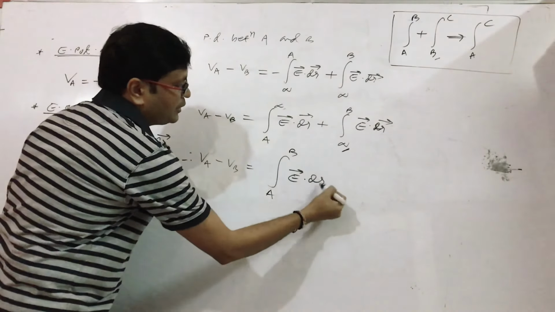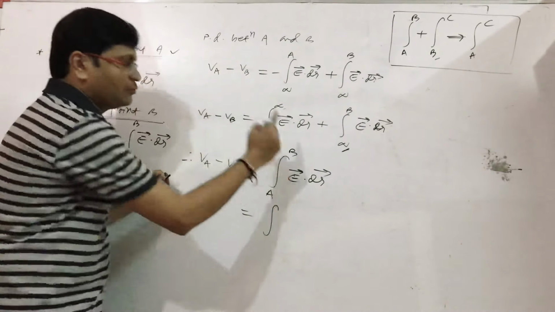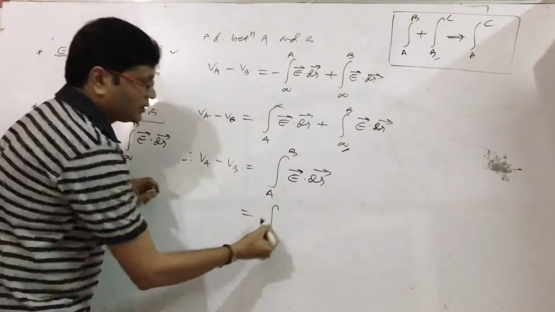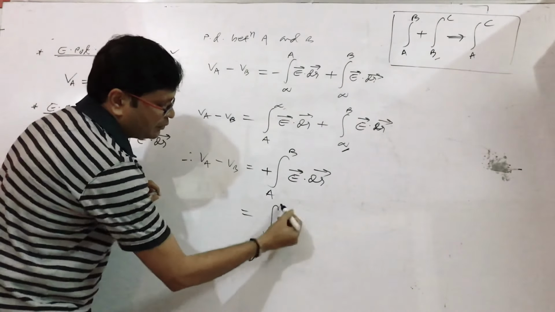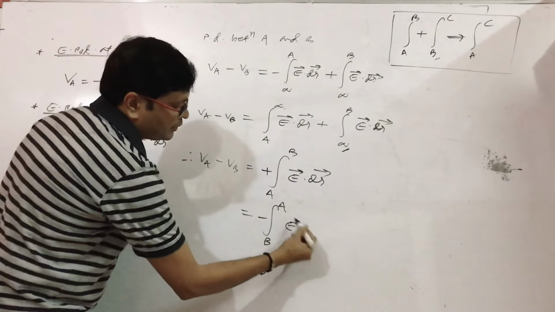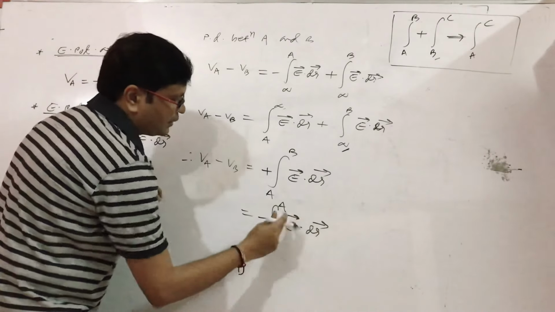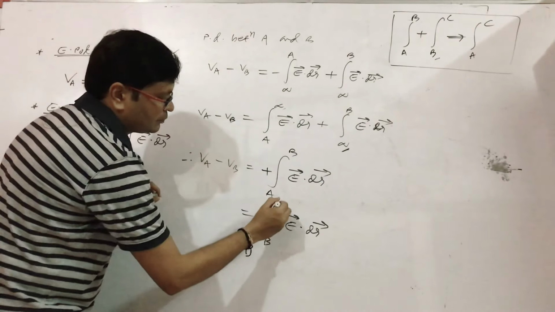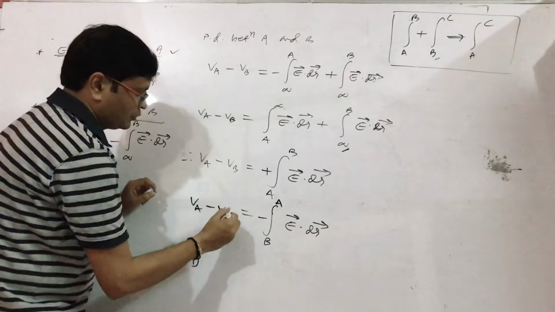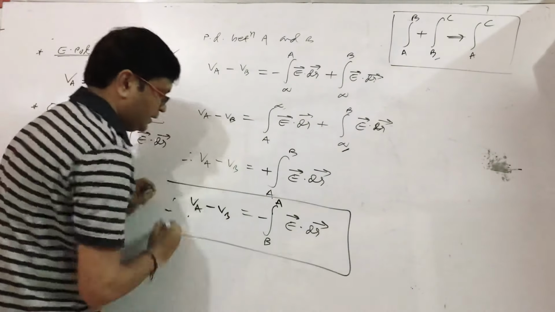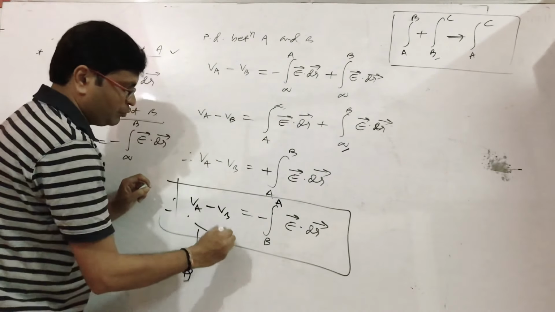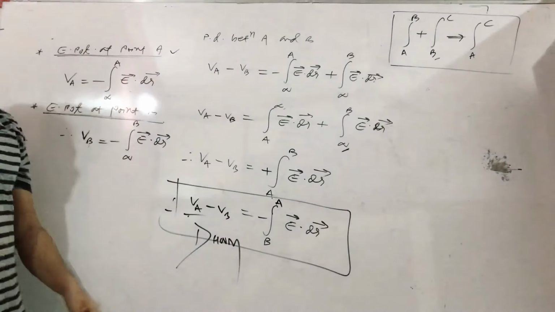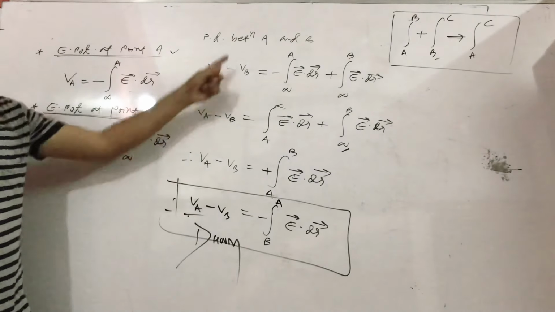So A to B E dot dr. But once again I would like to interchange the limits. Then what's the answer? Here plus, so B to A becomes negative E dot dr. And this is the most important formula. This is called the potential difference between A and B.